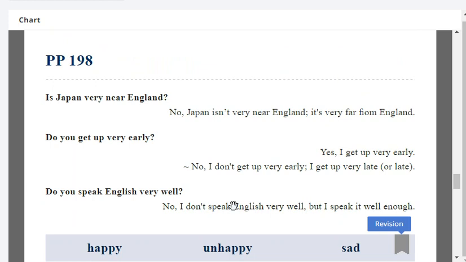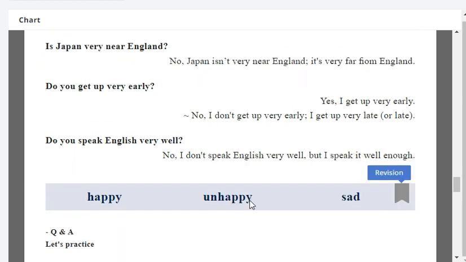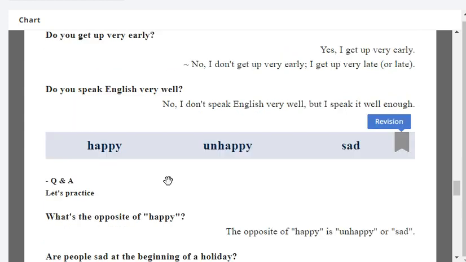Is Japan very near England? No, Japan isn't very near England. It's very far from England. Do you get up very early? No, I don't get up very early. I get up very late. Very good. Do you speak English very well? No, I don't speak English very well. But I speak it well enough.